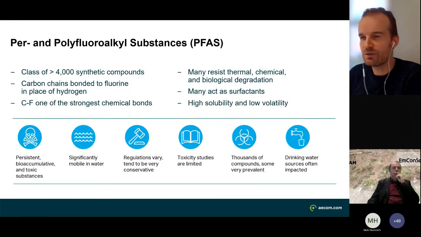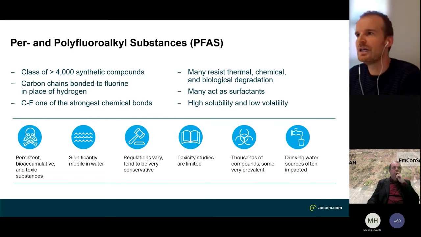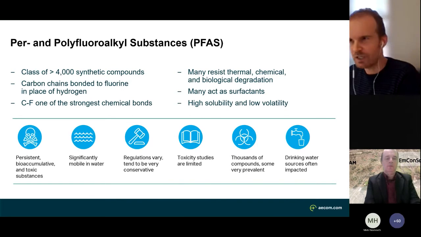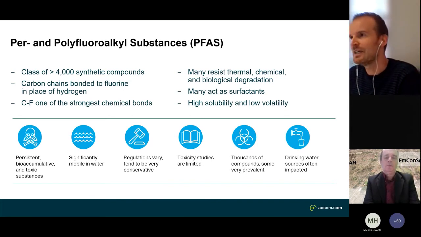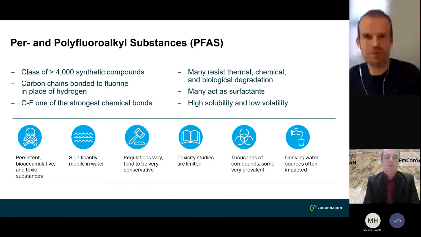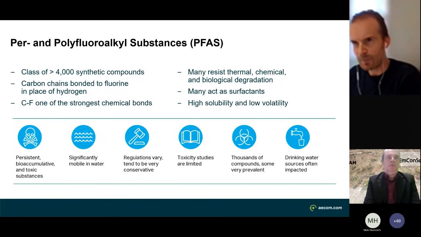I think all participants to this call know what PFAS are, so I won't pay a lot of attention to all the aspects, but we know they are challenging. These are the forever chemicals, and I would like to focus on two of their interesting but challenging characteristics, which impact the way we investigate these type of compounds.